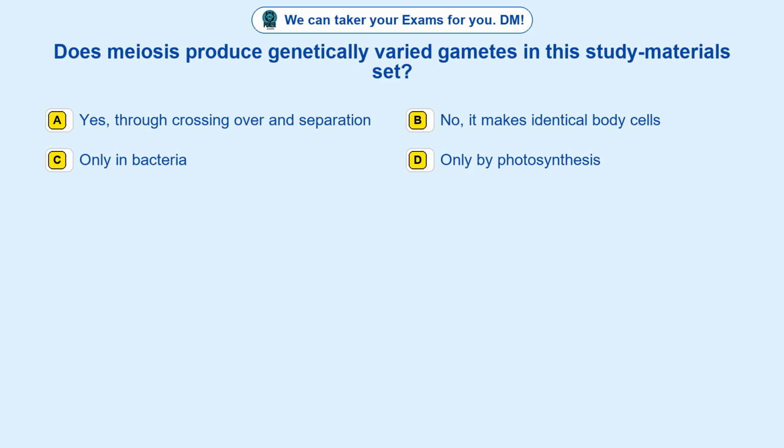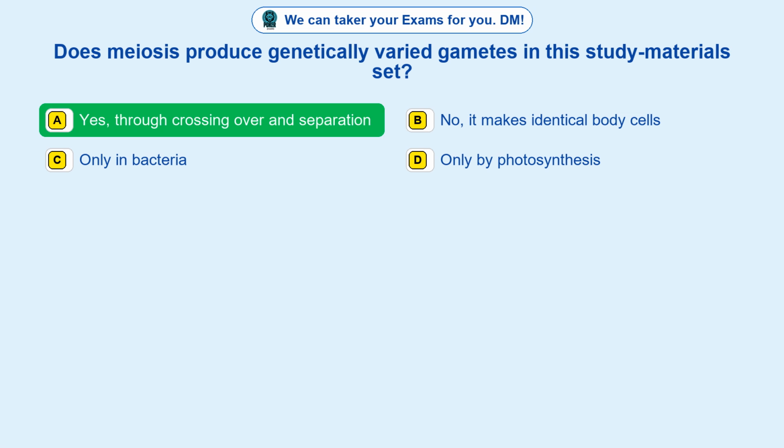Question 16. Does meiosis produce genetically varied gametes in this study material set? Option A. Yes, through crossing over and separation. Option B. No, it makes identical body cells. Option C. Only in bacteria. Option D. Only by photosynthesis.